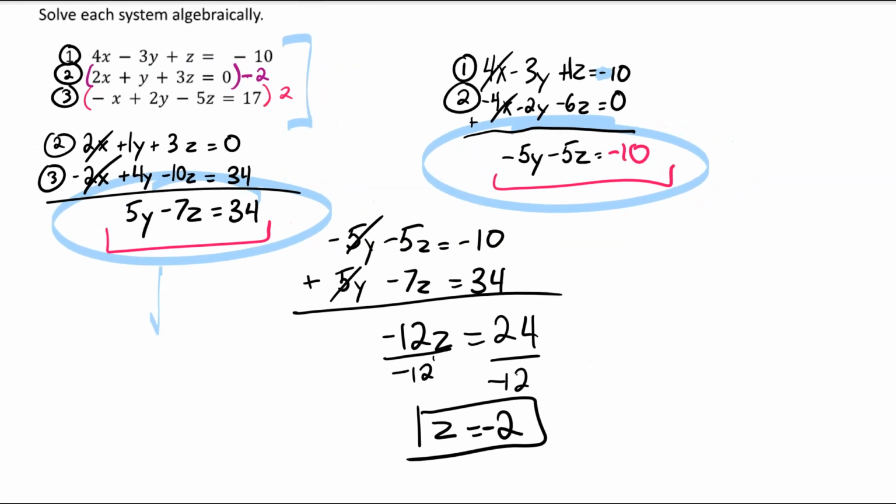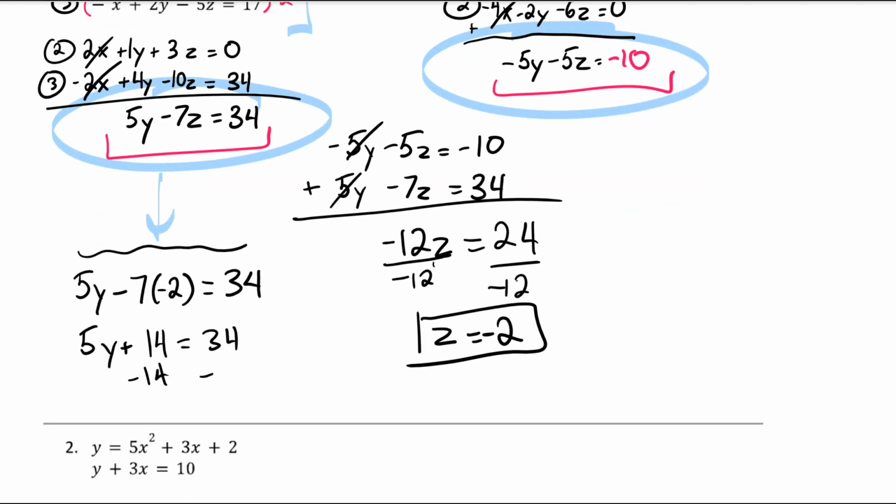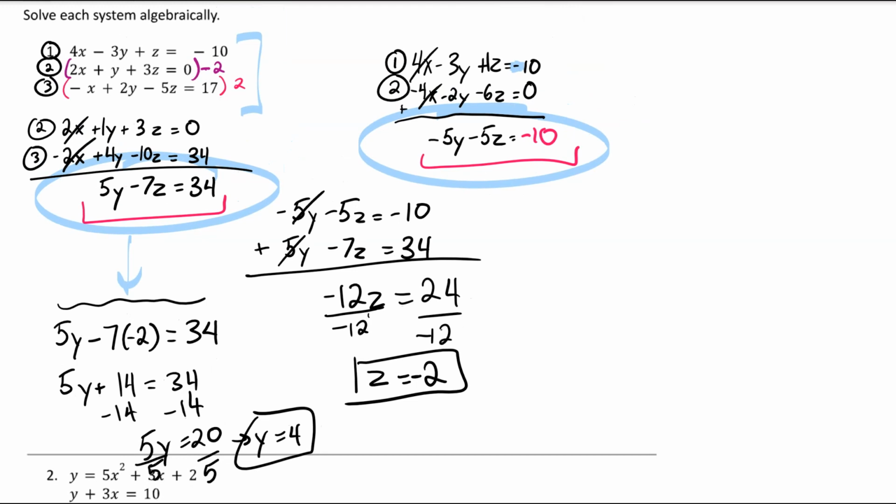So I'll pick, let's say, this 5y minus 7z equals 34. So to get y, I'd substitute in negative 2 for z and solve. So negative 7 times a negative 2 would be positive 14 equals 34. And if I subtract 14 on both sides, I get 5y equals 20. And if I divide out the 5, I find that y equals 4. So already I've got 2 out of my 3 variables here.